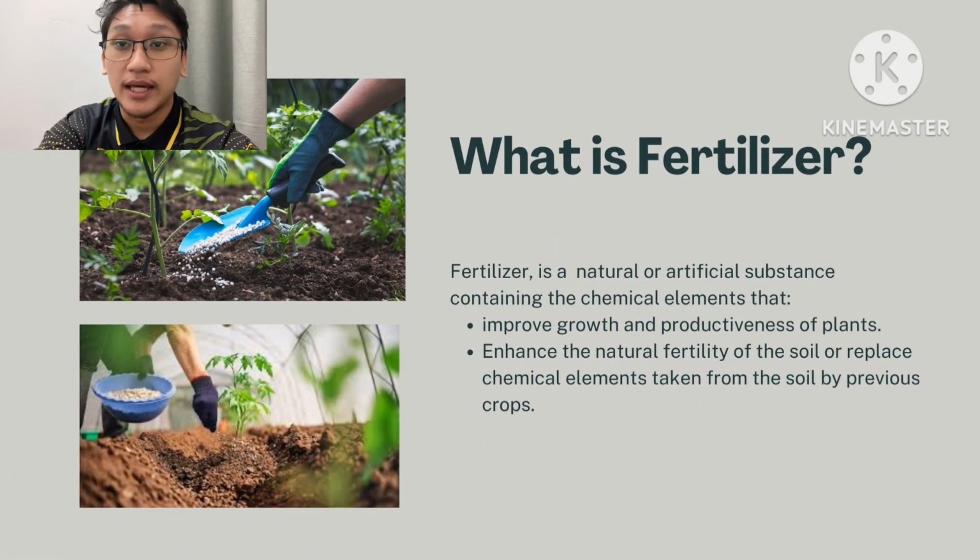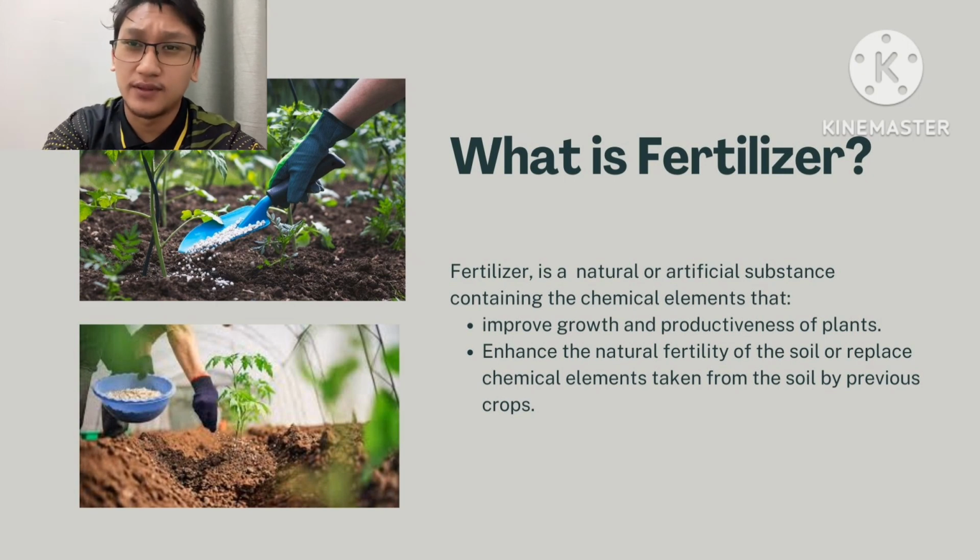Now, let's take a look at the first slide. So, what is fertilizer? Fertilizers are substances that are added to soil to enhance the nutritional properties and promote plant growth. There are several types of fertilizer, each with its benefits and uses. For example, generally, fertilizers are used to improve growth and productiveness of the plant. Fertilizers are also used to enhance the natural fertility of the soil or replace chemical elements taken from the soil by previous crops.